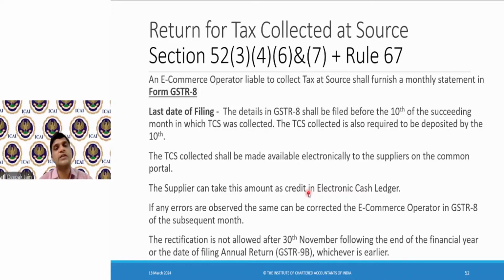It is included in 3B because they have to report how much tax we are paying through cash and how much tax we are paying through the TDS. That's the reason it will appear there.